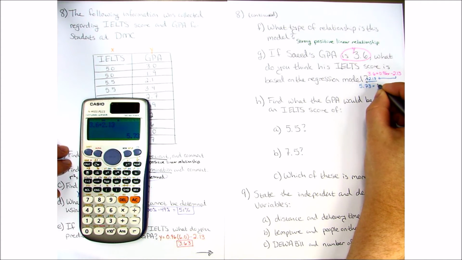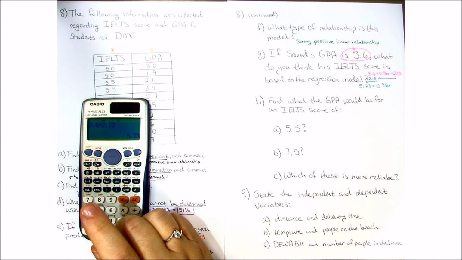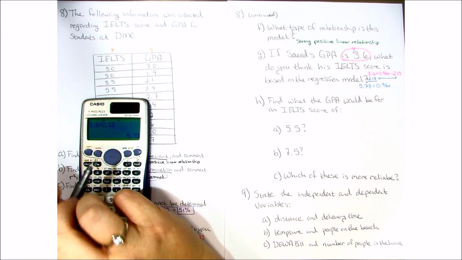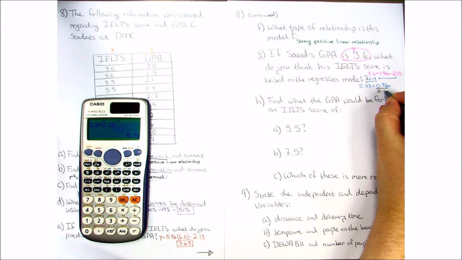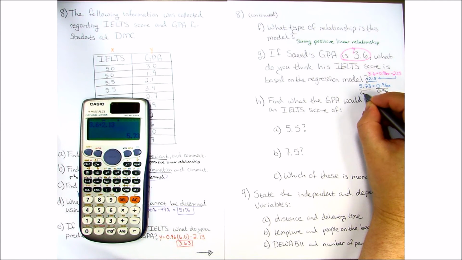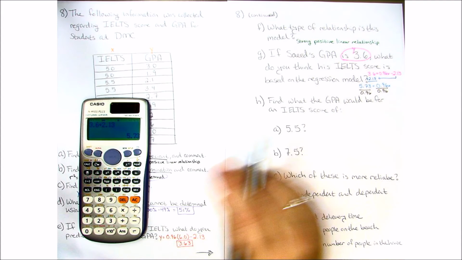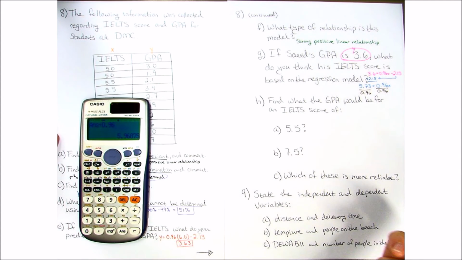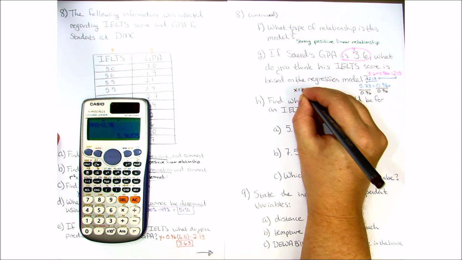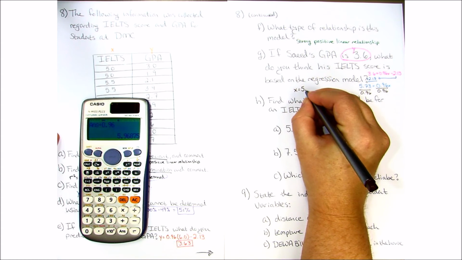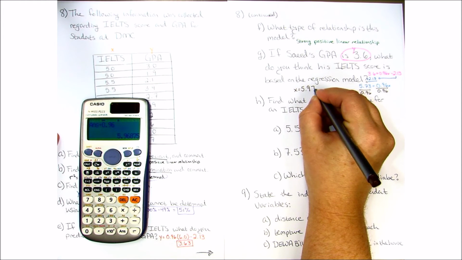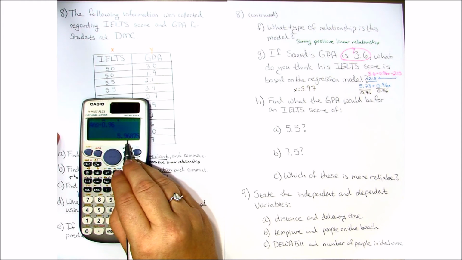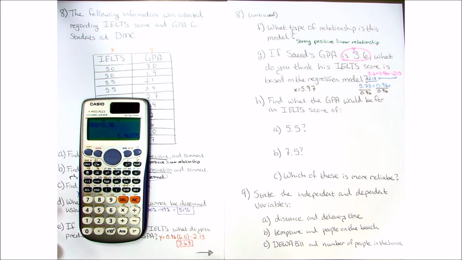So plus 2.13 is 5.73. Now 5.73 equals 0.96x. Now in order to solve this, we need to divide both sides by 0.96 so we can get the x alone. So divided by 0.96 means we're looking at an IELTS score of about 5.97. The reason we put 7 is that the 8 makes the 6 round up.